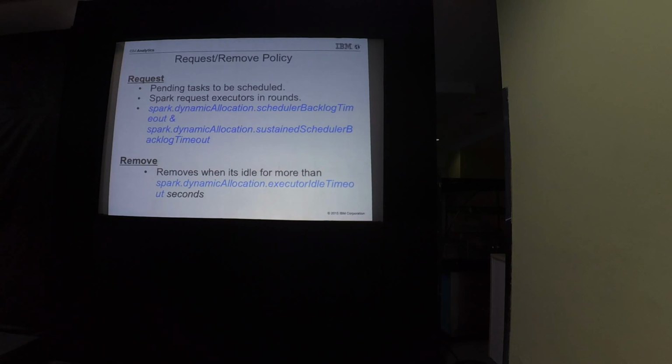The remove policy is very simple. I have an executor which is sitting idle more than the time mentioned in the spark.dynamicAllocation.executorIdleTimeout. It automatically releases back to the pool. But there's a lot of caveat to this. It's not that simple. And it doesn't work very cleanly either. You can see why it doesn't work very cleanly in the next one.